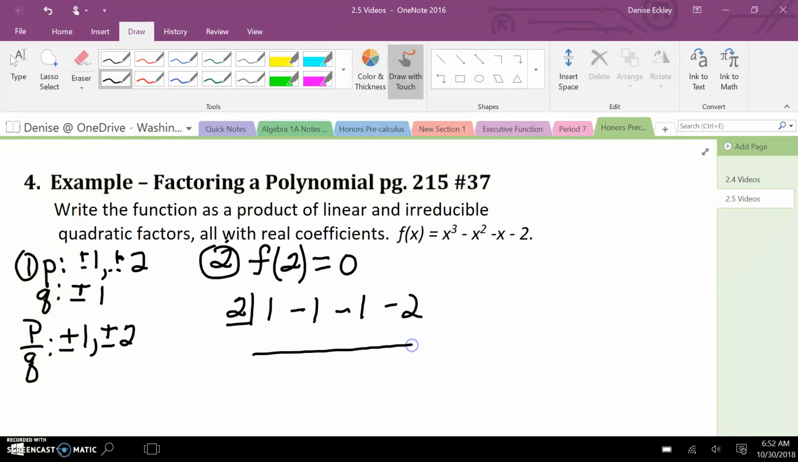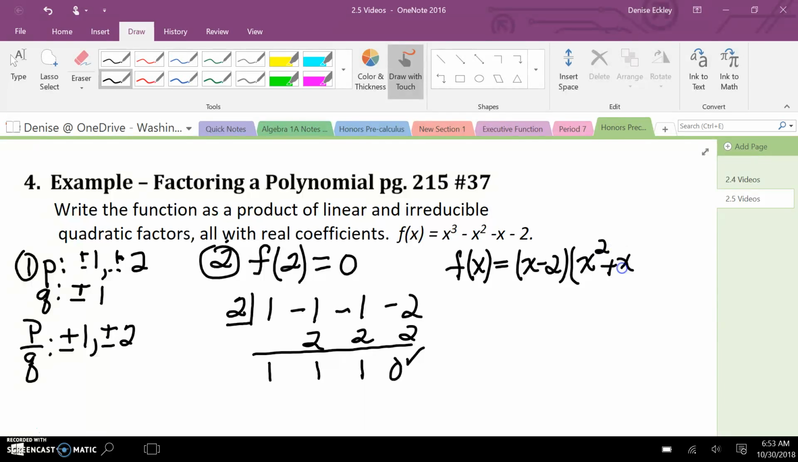And we'll see that what we have left is going to be a quadratic that we cannot factor, and if we were to use the quadratic formula, our roots would be complex. So we are left with f of x being x minus 2 from our real root, and then we have the irreducible quadratic, which is x squared plus x plus 1.